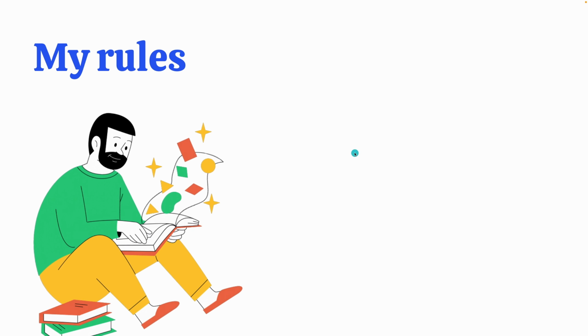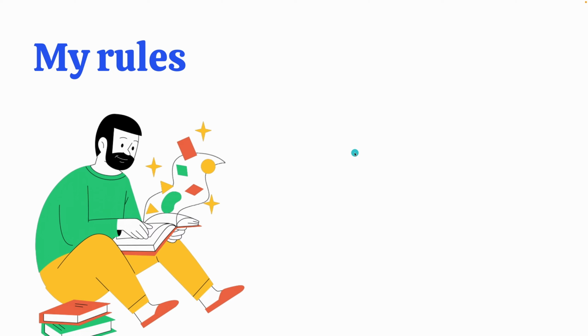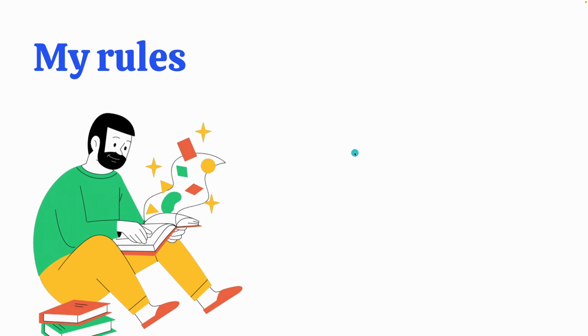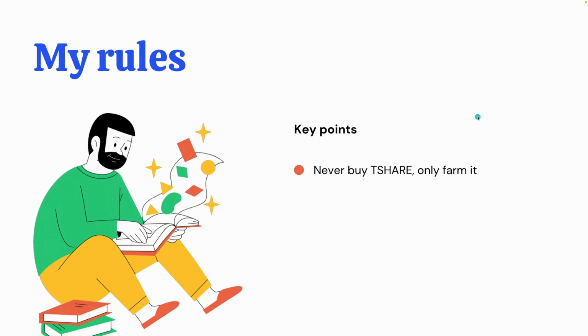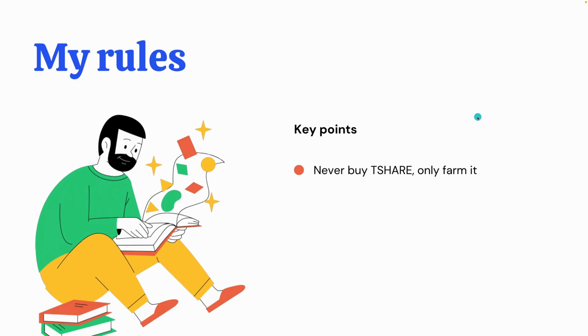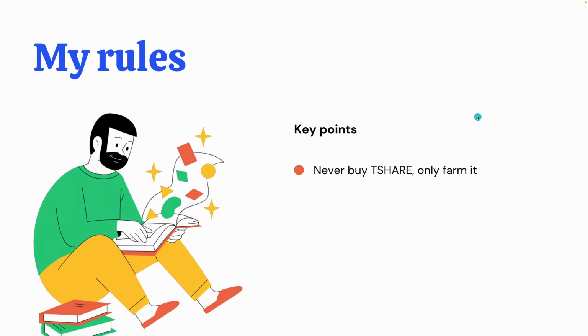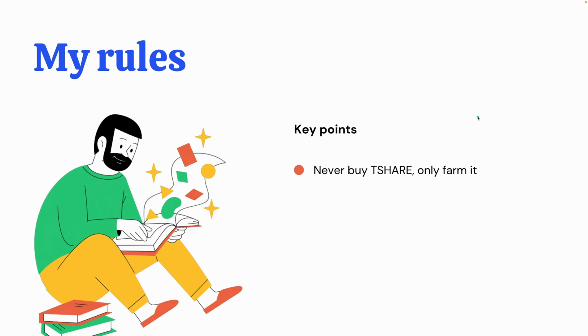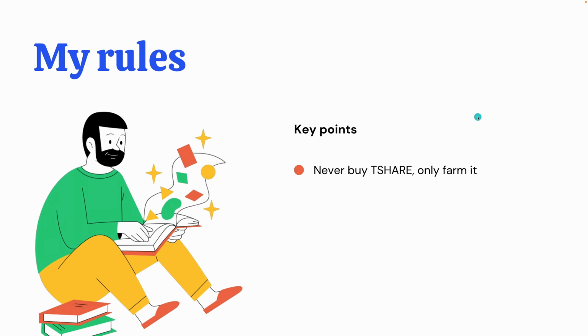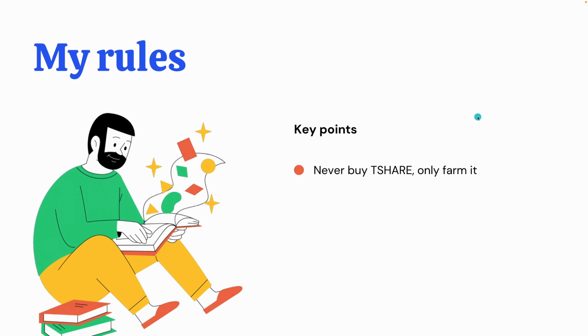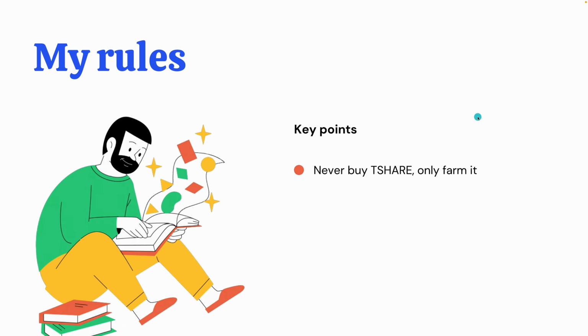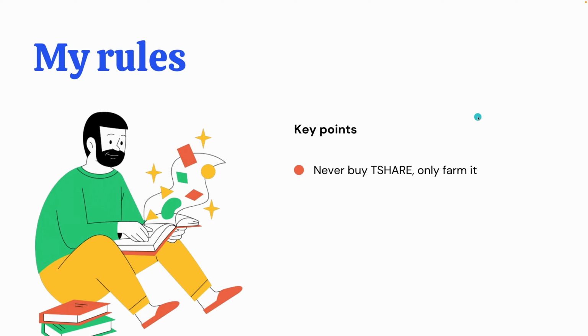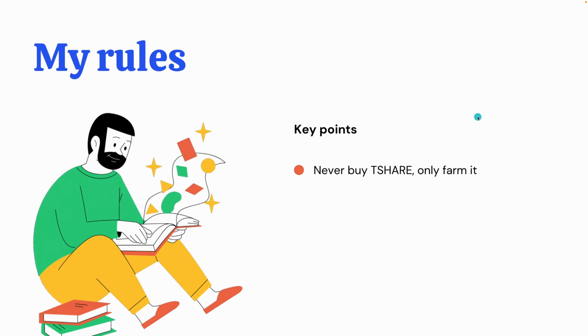Now, there are some key points in this approach I have right here, and I try to stick to these rules and not break them. So I do not like to buy T-share. Although the liquidity pool Phantom T-share has much higher APY, it's also riskier. I don't want to buy T-share, I'm just farming it through my liquidity pool Phantom Tomb. So is this good? Is it the best? I don't know. I feel this is good for me and I stick to this rule.